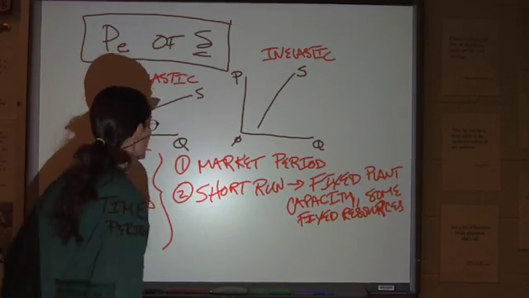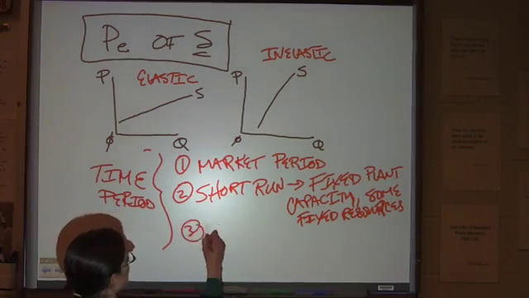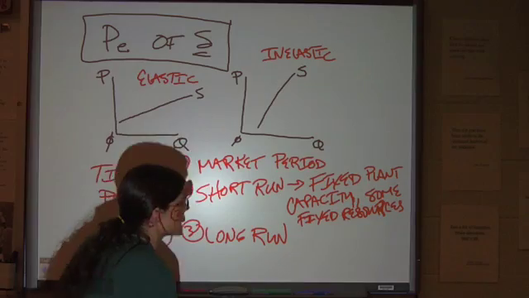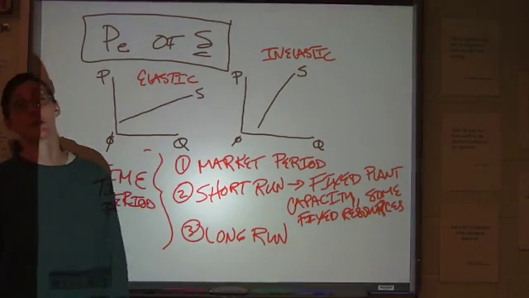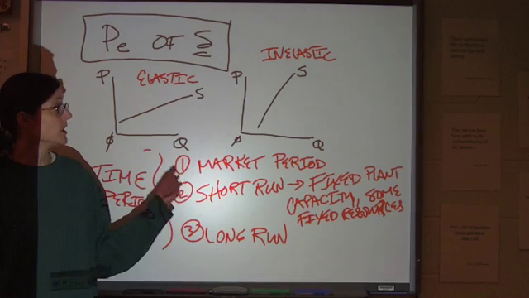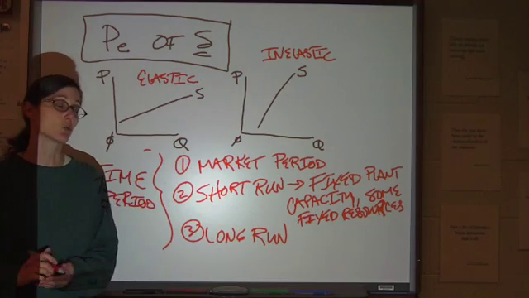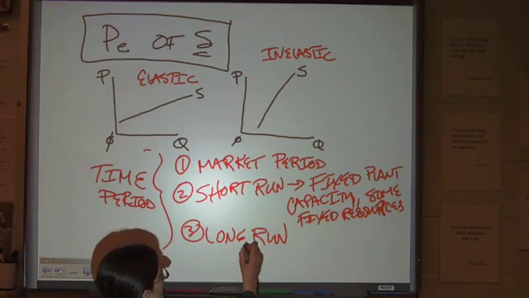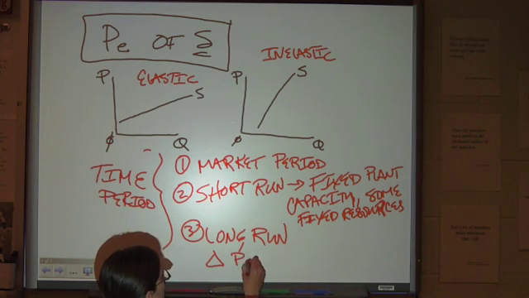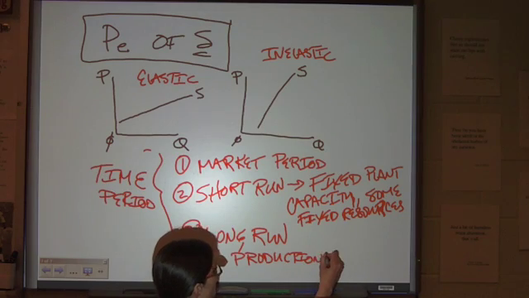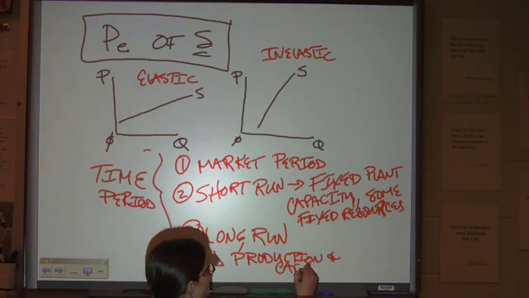Now, moving beyond the short run, we can add the long run. And as I hope you remember, in the long run, all things are variable. So in the long run, you can alter your level of production and you can expand your plant capacity. So you have the capability to change production and capacity.